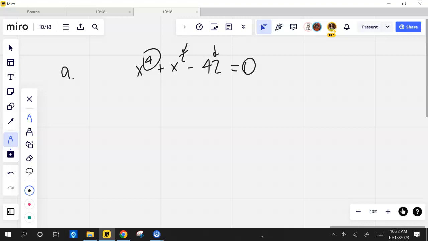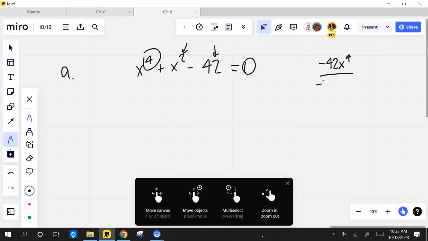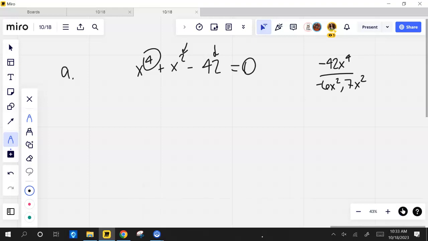How many solutions should I get? 4, that's exactly right. What multiplies to negative 42x to the 4th but adds to 1x squared? 6 and 7, that's right. Which one's negative and which one's positive? Negative 6x squared and positive 7x squared. Everybody okay there? So x to the 4th minus 6x squared plus 7x squared minus 4.